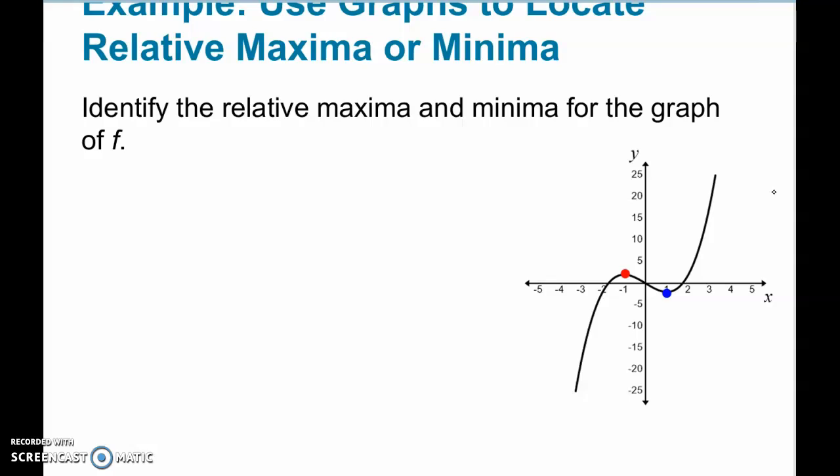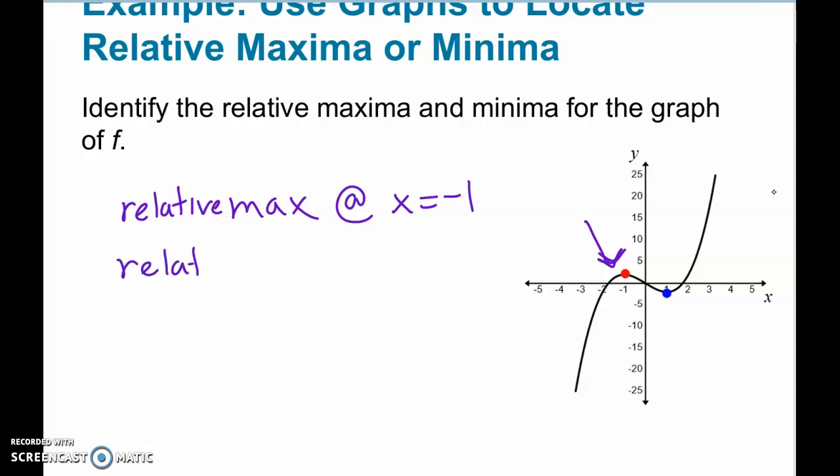So if we look at what we were just discussing, this is the same function. Here we have a relative maximum at the turning point of -1. So I'm going to say at x equals -1. It's that maximum point there before it makes the turn. And then you have a relative minimum at x equals +1. So that's the turning point, and it's the lowest point in this interval.